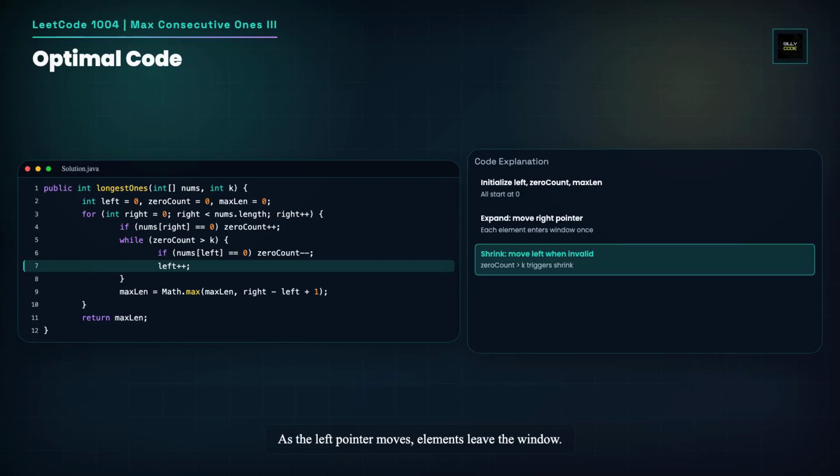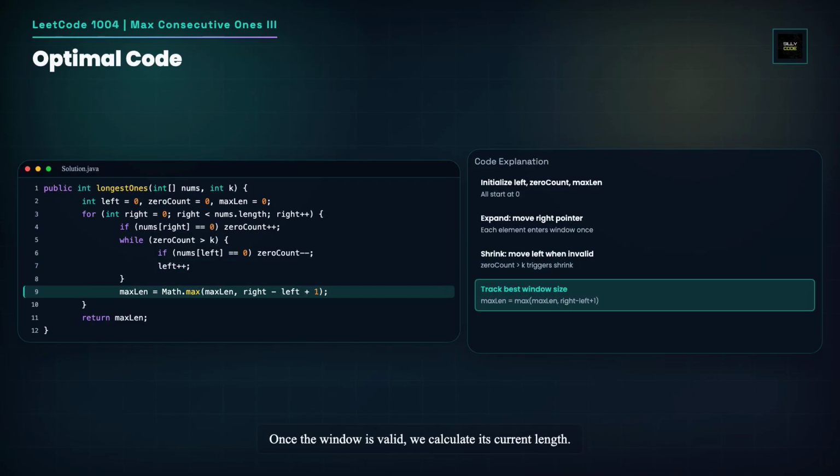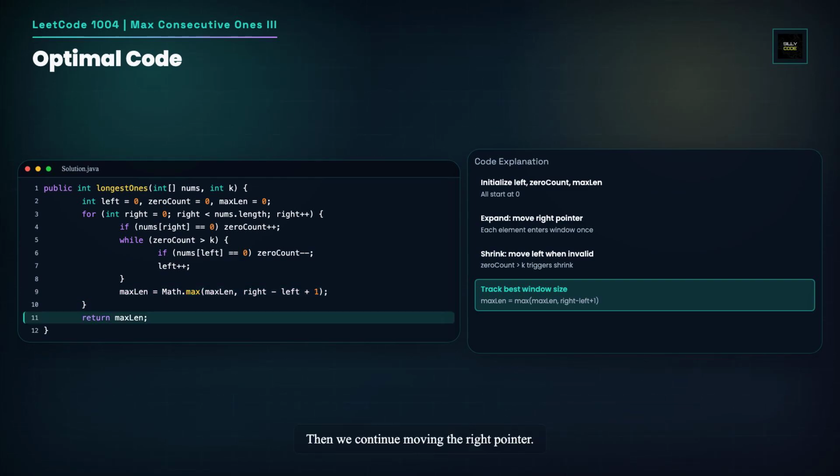As the left pointer moves, elements leave the window. If the outgoing element is a 0, we decrease zero count. We keep moving the left pointer until the window becomes valid again. Once the window is valid, we calculate its current length. That's simply right minus left plus 1. If this length is larger than maximum length, we update our answer. Then we continue moving the right pointer. After processing the entire array, we return maximum length.